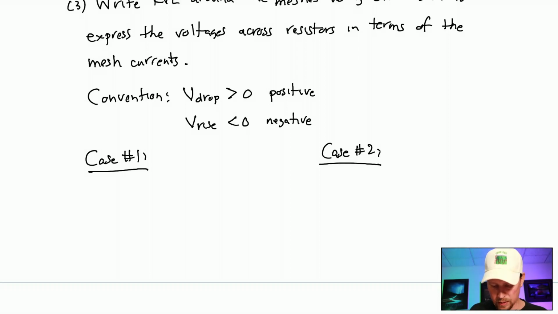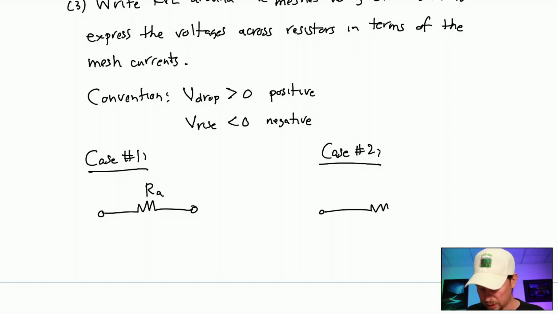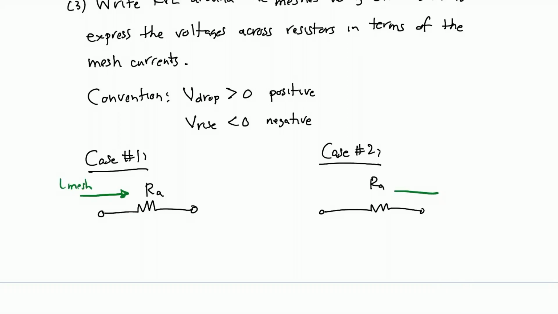So suppose that we had the following system. So here I have a resistor, in both cases R_A. And then I have, in this direction, a mesh current going this way. Actually, let me do this in a different color. Let's do this in green. So I have a mesh current going this way. And over here, I have a mesh current going in the opposite direction.